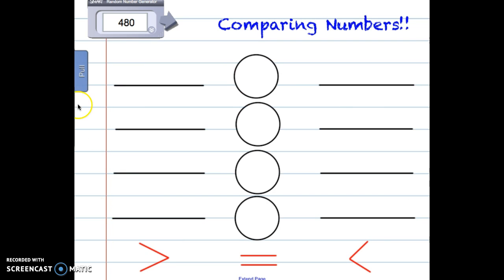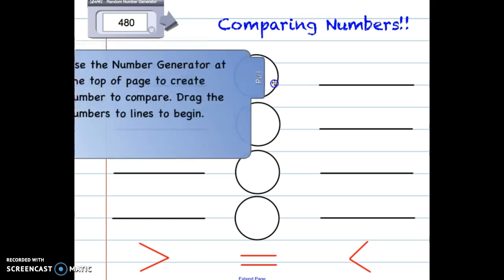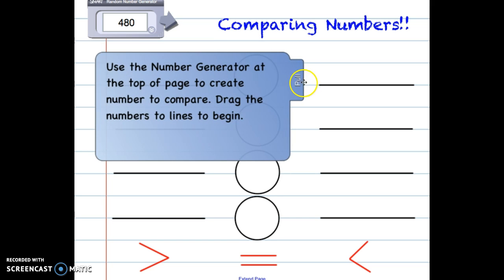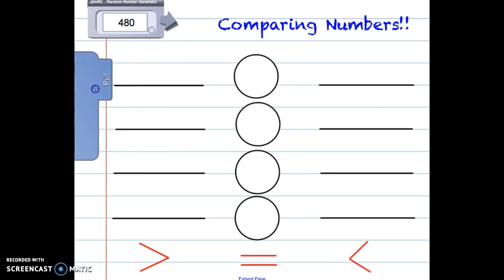All right, we are going to compare some multi-digit numbers. We're going to use the number generator at the top of the page to create the numbers to compare. We're going to drag the numbers to the line so that we can begin. All right, so we have 480 and 31. Which one is greater? That's right, 480.